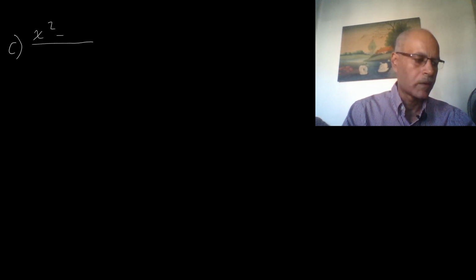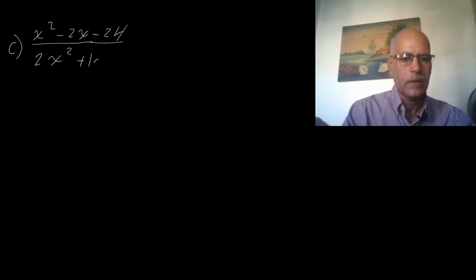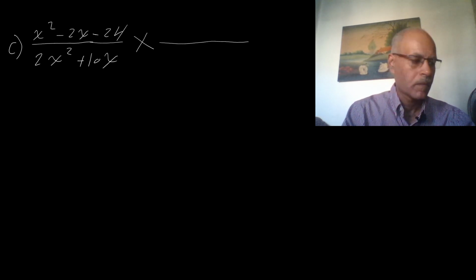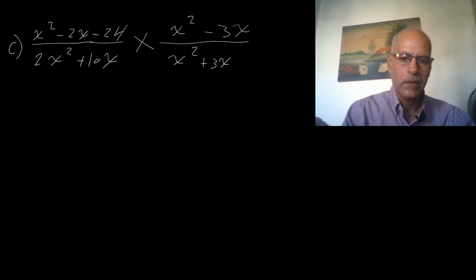x power 2 minus 2x minus 24, over 2x power 2 plus 10x, times x power 2 minus 3x, over x power 2 plus 3x minus 18. Let's remember how to factorize.